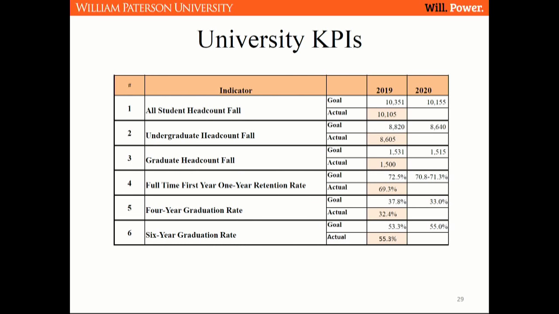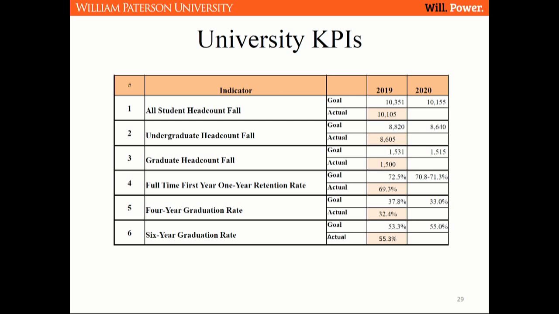And in the indicator column, that's the particular KPI that we are measuring. In the next column, you have the goals and the actual numbers for 2019. So as you can see, the goal was 10,351 students for 2019. We achieved 10,105 students for the fall of 2019. The goals for 2020 are all fall goals, and they're listed here and on the President's website, I believe also on the board website for the full list of 17.